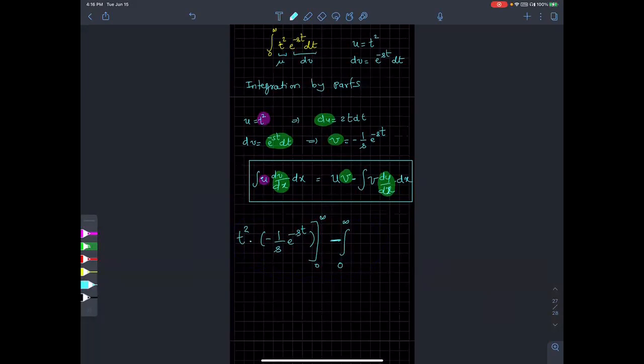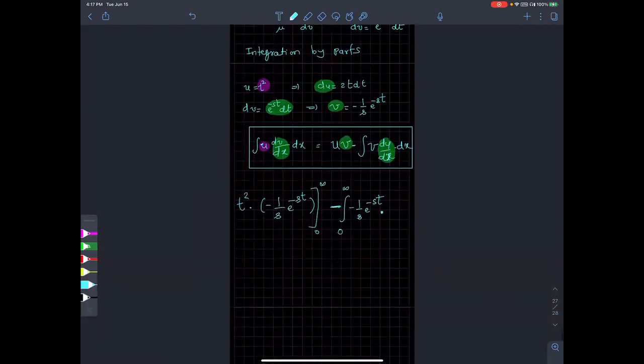Now v times du by dx, which is minus 1 by s e to the minus st. That guy is v, right? That guy is v times du. v times du is 2t dt, right? 2t dt.